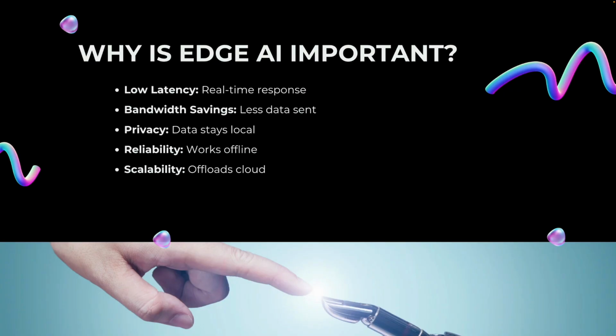For privacy and security, sensitive data like audio, video, or health metrics never leaves the device, reducing attack surfaces and compliance risks. Reliability: Edge AI systems can function offline or in environments with intermittent connectivity, which is essential for industrial IoT or remote deployments. The last one is scalability. Offloading inference to the edge reduces cloud server load, making large-scale deployments more cost-effective.